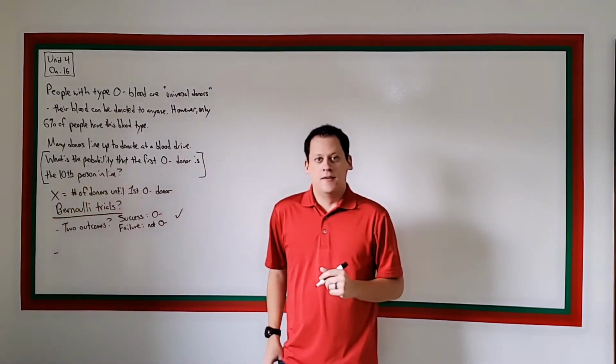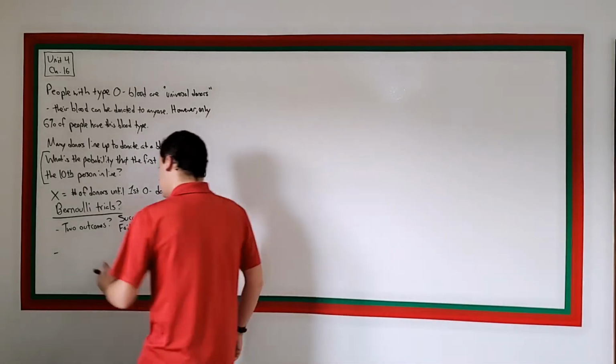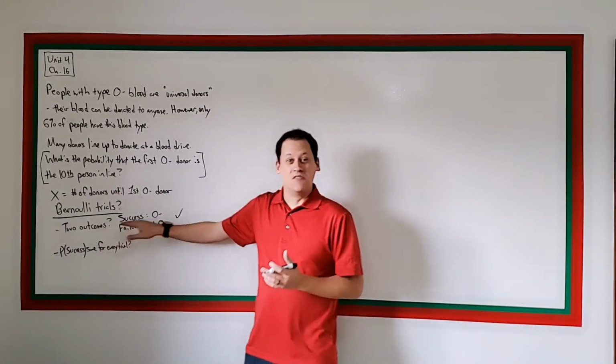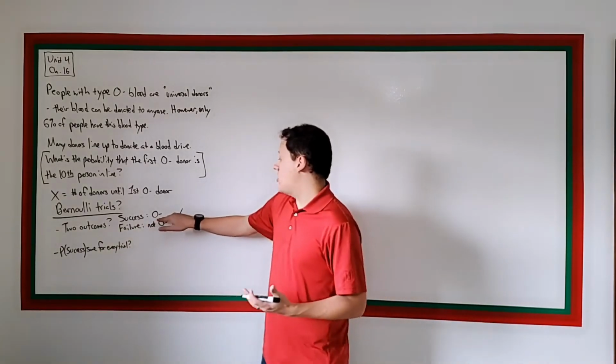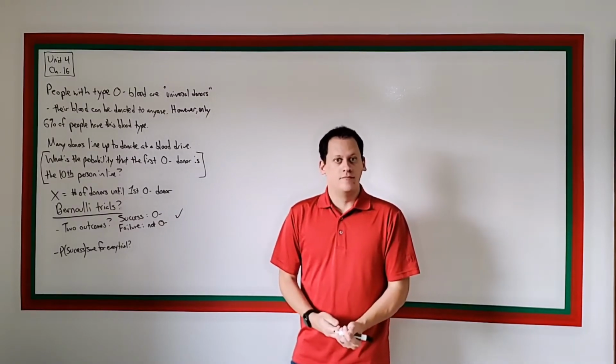Another one: is the probability of success the same for each trial? It's going to be hard to check this condition if you don't check this one first and define what it means to be a success. If a success is someone that has O negative blood, what's the probability that a random person has O negative blood?